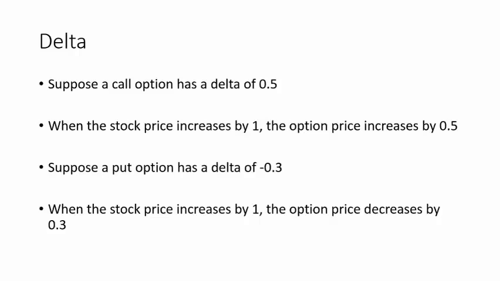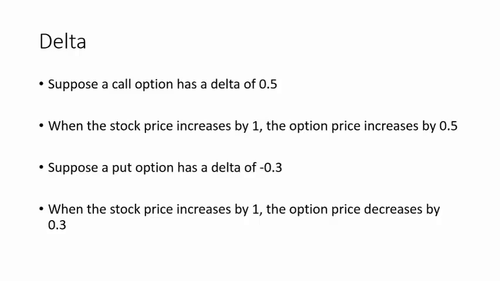Now you could have a delta of a call, for example, that's very small, like 0.1, in which case when the stock price increases by 1, the option price would only increase by 0.1. And this means that the option is not very sensitive to changes in the stock price. Now on the other hand, you might have a delta close to 1. You could have a delta of 0.9. And this would mean that when the stock price goes up by 1, the option price goes up by 0.9. In that case, the option is very sensitive to changes in the stock price. Right? So this number is also measuring how sensitive the value of the option is to changes in the stock price.